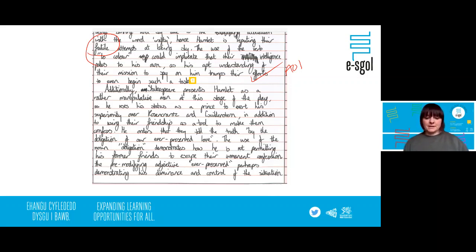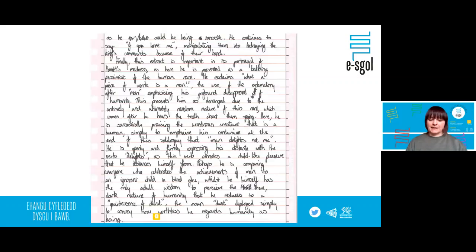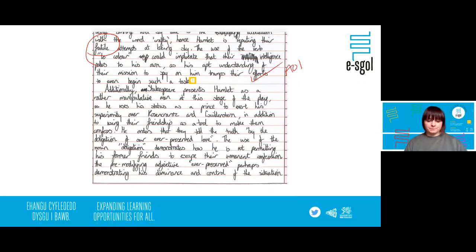Additionally, Shakespeare presents Hamlet as a rather manipulative man at this stage of the play, as he loses his status as a prince to exert his superiority over Rosencrantz and Guildenstern, in addition to using their friendship as a tool to make them confess. He orders that they all tell the truth by the obligation of our ever-preserved love. So the use of the noun obligation demonstrates how he is not permitting his former friends to escape their imminent confession. The pre-modifying adjective ever-preserved perhaps demonstrates his dominance and control of the situation.